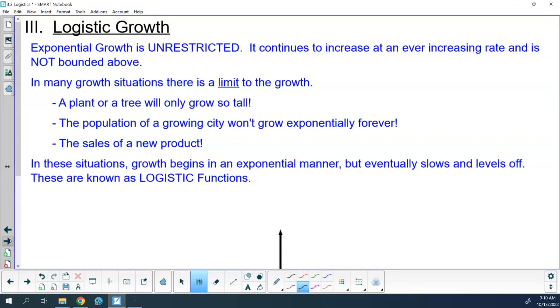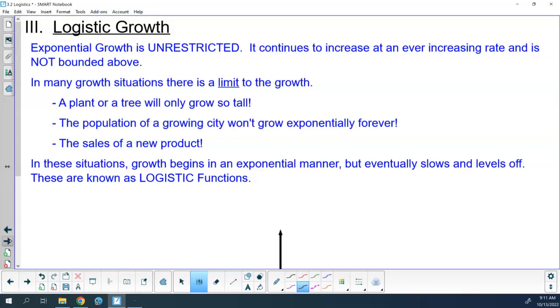For instance, the population of a city. Yes, it starts out exponentially and it grows, but there are certain factors that come into play as the population is growing and growing and growing. Can we think of what some factors might be that would prevent it from continuing to grow exponentially forever and ever? Space, okay. Resources, okay. That's going to prevent exponential growth from continuing forever.